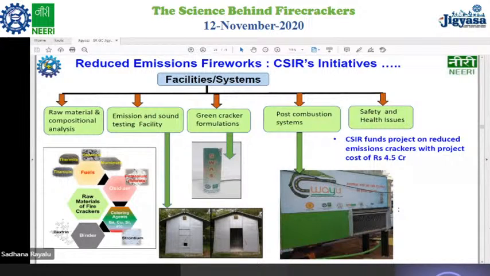I would be very happy if you visit our institute. We have established an emission testing facility wherein we test the different firecrackers which are being made by different manufacturers across the country, and here we measure what kind of emissions are coming from the firework manufacturers as reduced emission crackers, and then we are also trying to reduce post-combustion emissions from the green crackers.